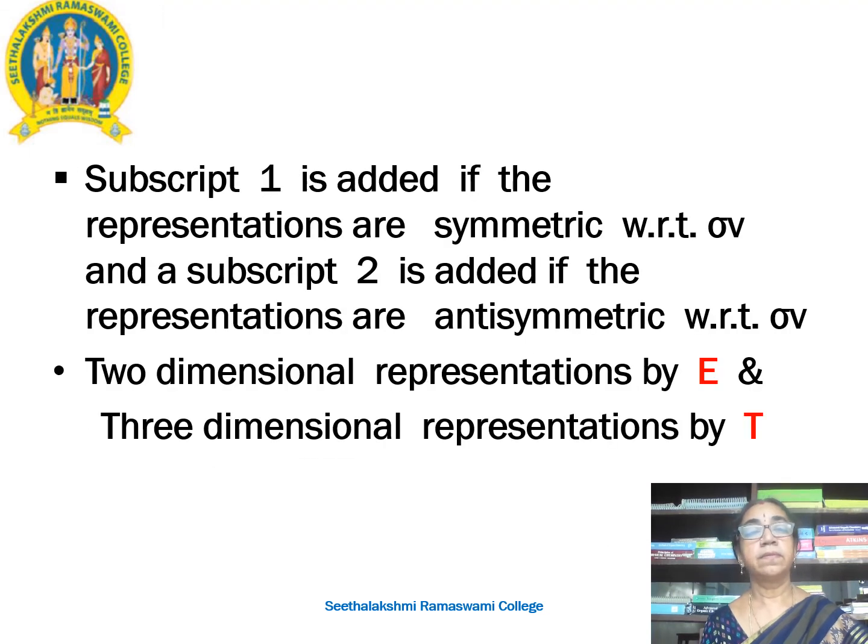Then, subscript 1 is to be added if the representations are symmetric with respect to sigma V, and subscript 2 is to be added if the representations are antisymmetric with respect to sigma V. As seen earlier, symmetric means positive character, antisymmetric means negative character. Now, for the two-dimensional representation, the symbol E is to be allotted, and for the three-dimensional representation, the symbol T is to be allotted.